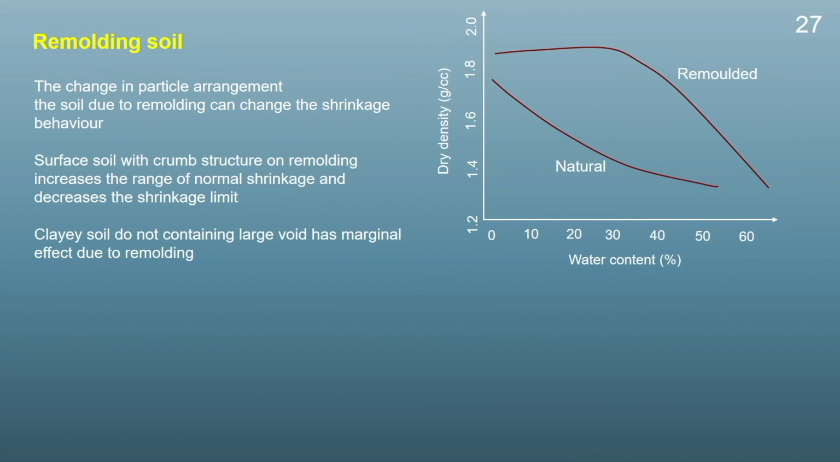Next is the remolding of a soil. As we remold a soil sample, the orientation of the particles changes, and as the orientation changes, the shrinkage behavior of the soil also changes. Here we can see the relationship between dry density and water content for a natural soil. When we remold the soil, we get different values of this relationship. Generally, surface soil with crumb structure, on remolding, has an increased range of normal shrinkage and a decreased shrinkage limit, whereas clay soil which does not contain large voids is only marginally affected by remolding.